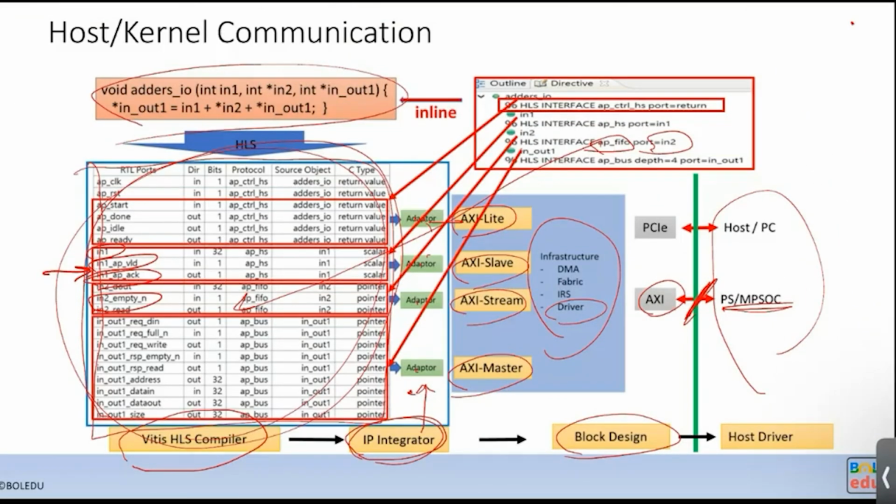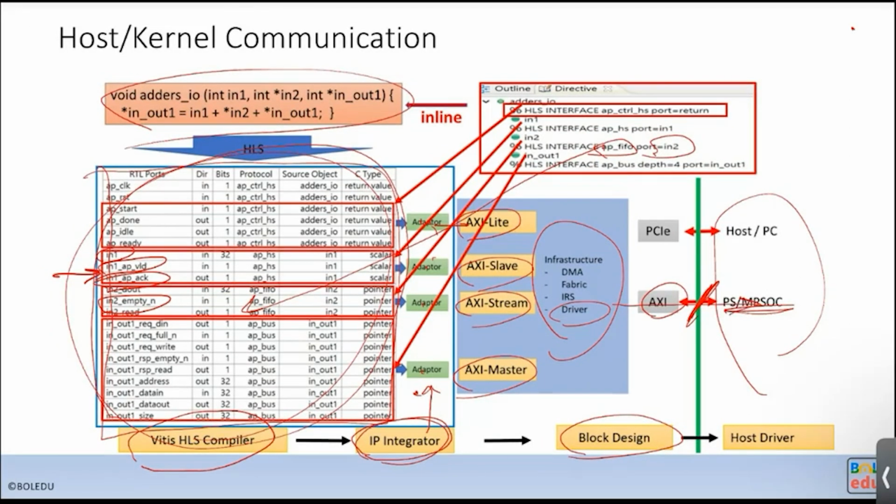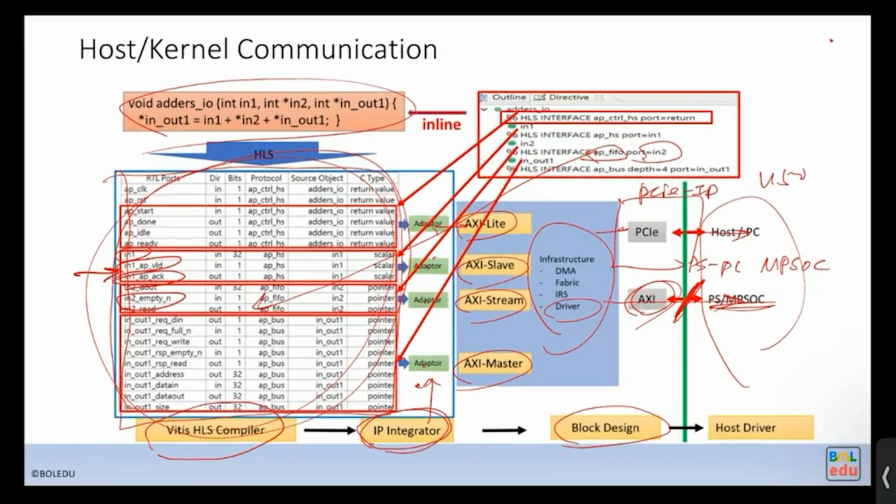Then with the block design, you connect to the host. For the U50, which has a PCI interface, the block design will interface with the PCIe IP, which eventually generates the PCIe cycle. And this is the MPSoC. Here there's the PS, with an AXI interface. So this gives you the whole picture in lab 2, from the HLS code to eventually communicating with your host program.